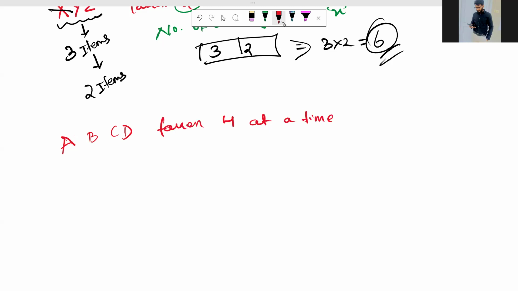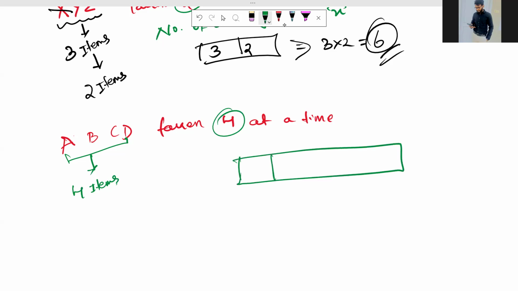So here, same way. How many items are there? There are 4 items. If 4 items are there, how many times will it take? 4 times. It means 1, 2, 3, 4. So there are 4 houses.